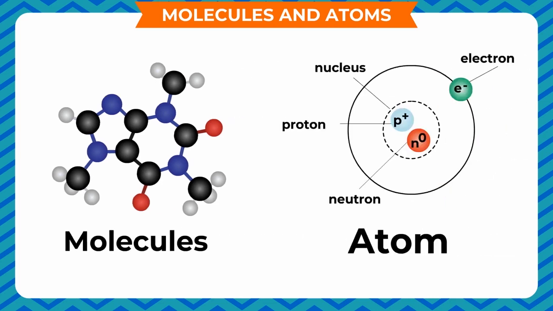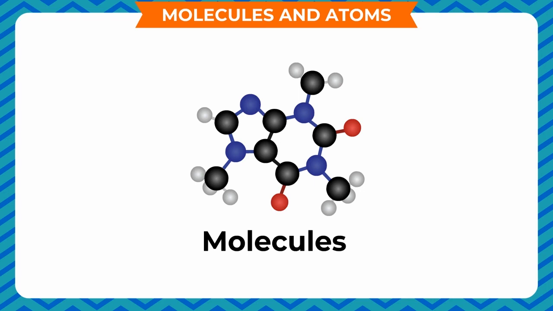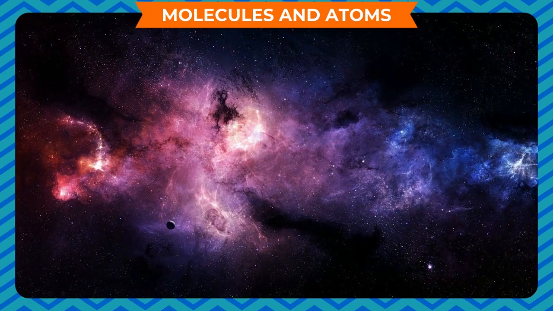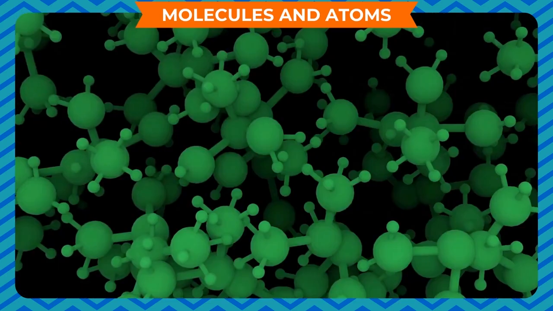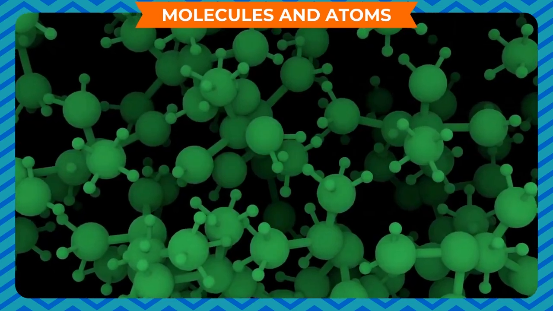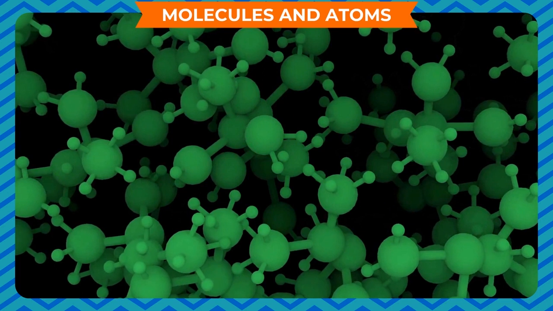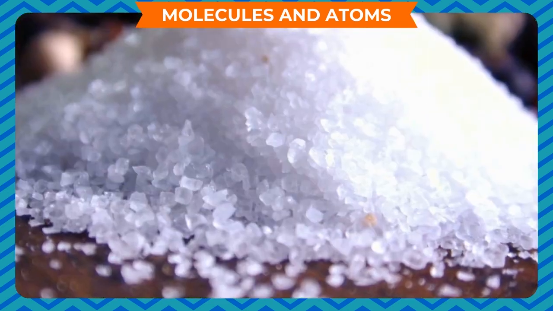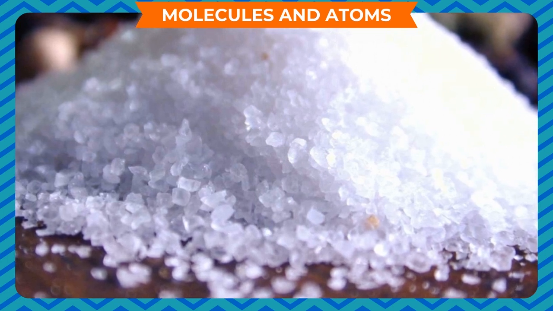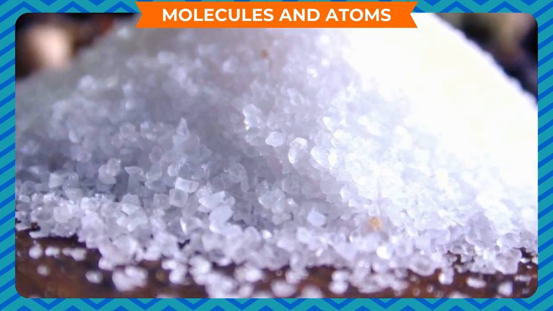Molecules and atoms. Matter consists of very small particles called molecules. These molecules are so small that we cannot see them with naked eyes. A molecule is the smallest particle of a substance which has all the properties of the substance. For example, a sugar molecule is the smallest particle that has all the properties of sugar.